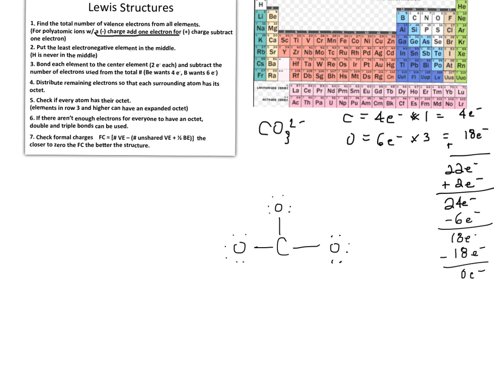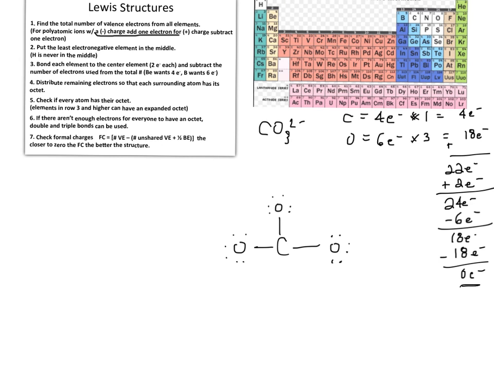So now I need to use step number 5 and check if everyone has their octet. Now, if I look around, each of the oxygen atoms has their octet. However, the carbon atom does not have its octet. Because the carbon atom does not have its octet, we must do something in order to facilitate it actually having its octet. Now, since we are out of valence electrons, we're going to have to use a different approach.